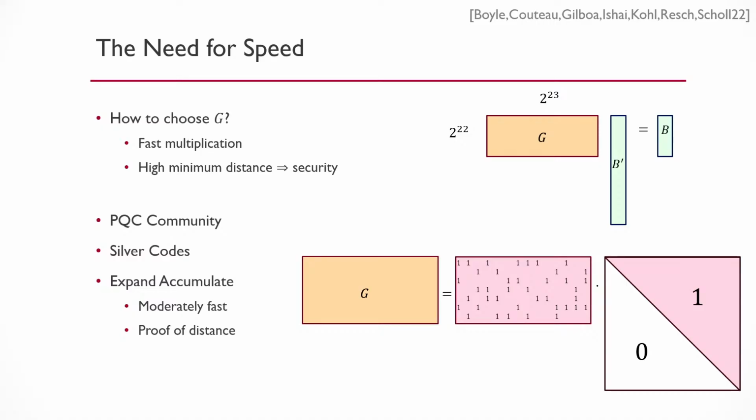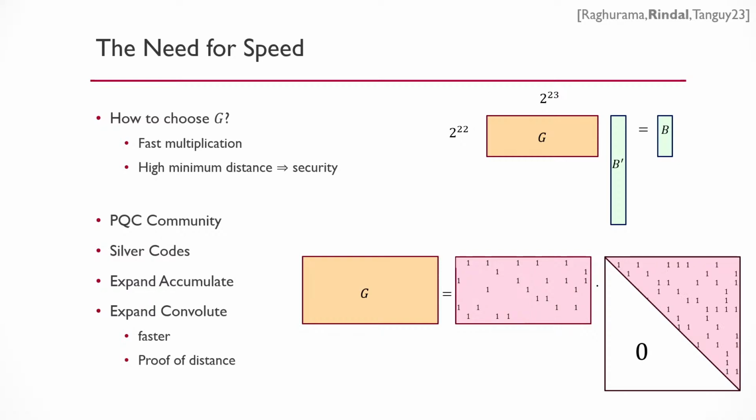Peter, Yuval, and others, around the same time, came up with this idea of expand accumulate codes. These codes are nice and have some very cool properties. They're not nearly as fast as Silver, but they're probably faster than quasi-cyclic, and crucially they had a proof that they're actually good codes. To improve this, we took ideas from Silver and expand accumulate, and came up with the expand convolute paper, which did have proofs, which is great, and was even faster.